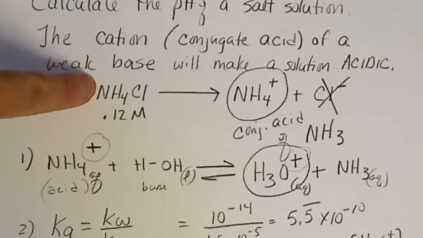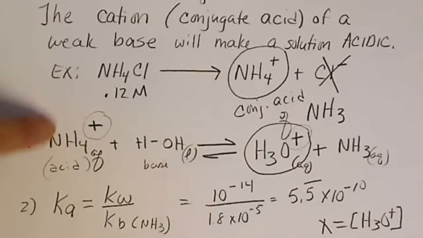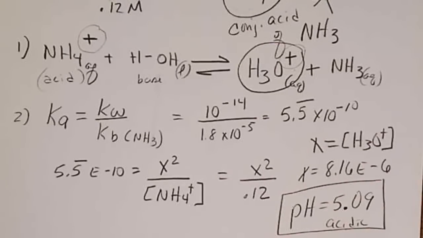That's because the ammonium salt is the conjugate acid of the weak base ammonia. We will see that the pH would not be 7 in water, but the pH would be less than 7, or acidic.